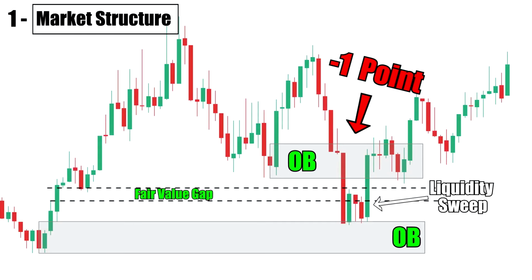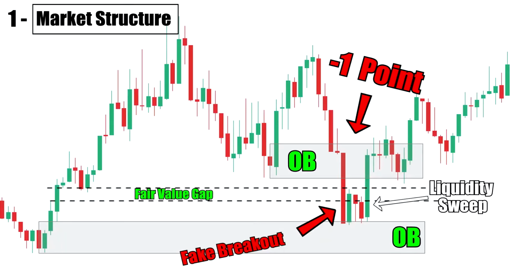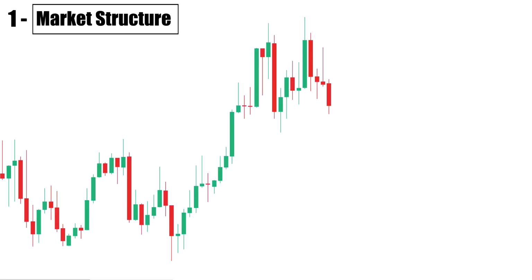And just a reminder, if price breaks below the first order block, it doesn't always mean a trend reversal. Quite often, it's just a liquidity grab, a quick move to collect orders before continuing in the intended direction. Now, let's look at a different scenario. And this one works in favor of the order block.